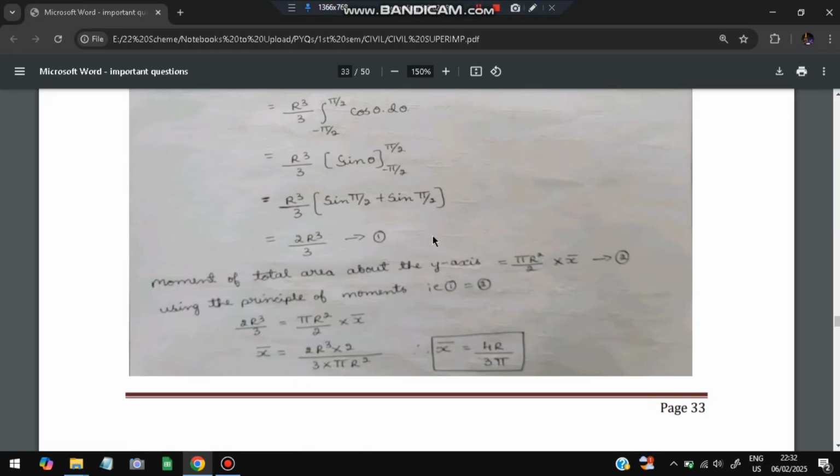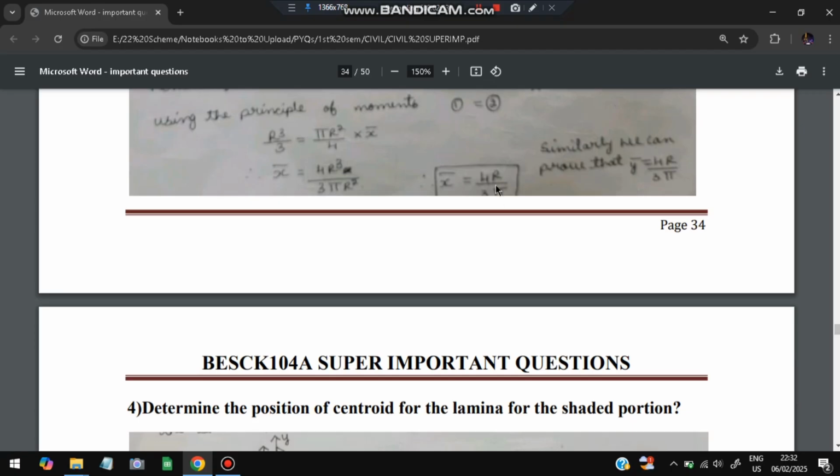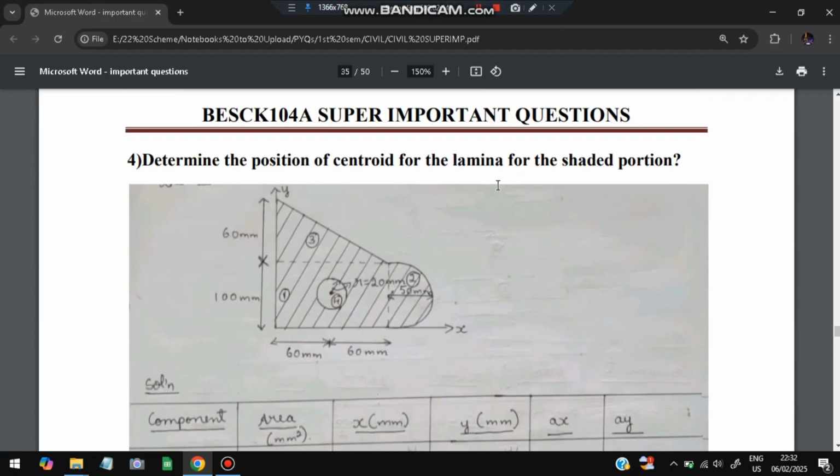This is for the whole area, and it is equivalent to pi r square by 2 into x bar, the moment of the whole area about the y-axis, same as the previous two diagrams. We equate this and find the x bar value. Same thing you have to do for the quarter circle also. You can go through it and get the x bar value. Done. Next is to determine the position of the centroid for the lamina for the shaded portion.